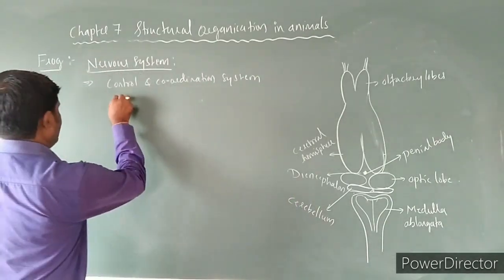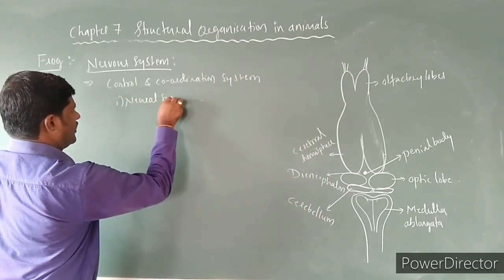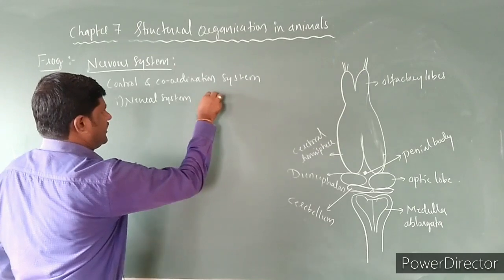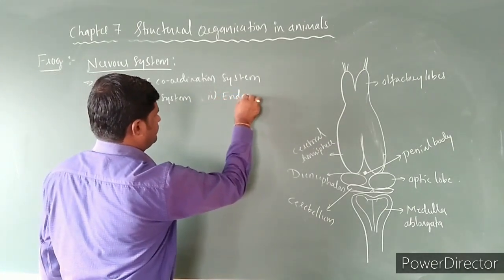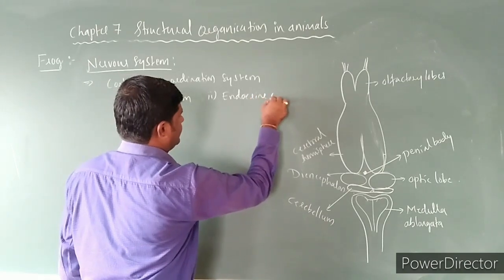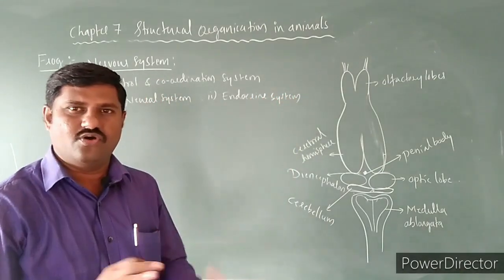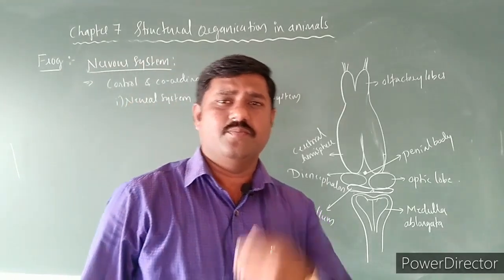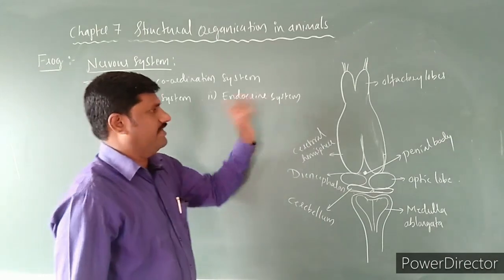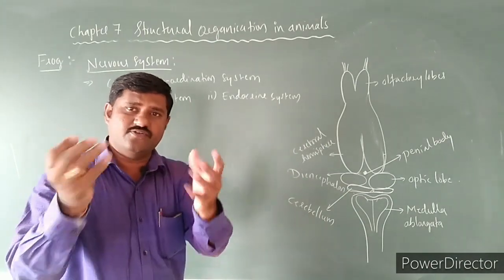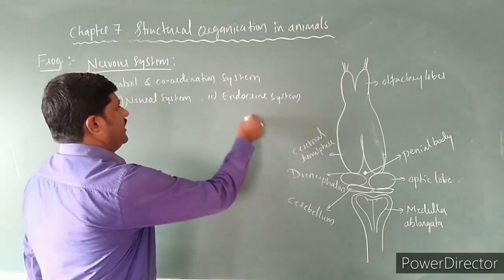This is done by two systems. One is called the neural system or nervous system, and the second one is called the endocrine system. These are the two systems that control all the functions of the body, right? One is the neural system and the second is the endocrine system. First of all, we will finish the endocrine system. It is very small, right?